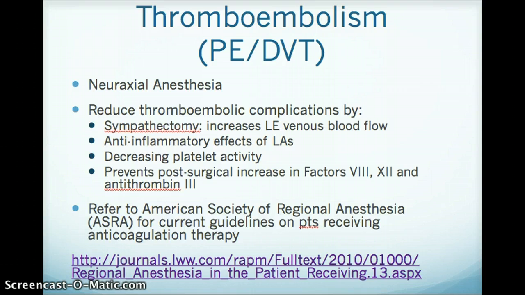The use of neuraxial anesthesia is associated with a reduction in thromboembolism formation. It is suggested that this is accomplished by the sympathetic blockade in the lower extremities. This increases venous flow, decreases platelet activity, and prevents the post-surgical increase in factors 7, 12, and antithrombin 3.